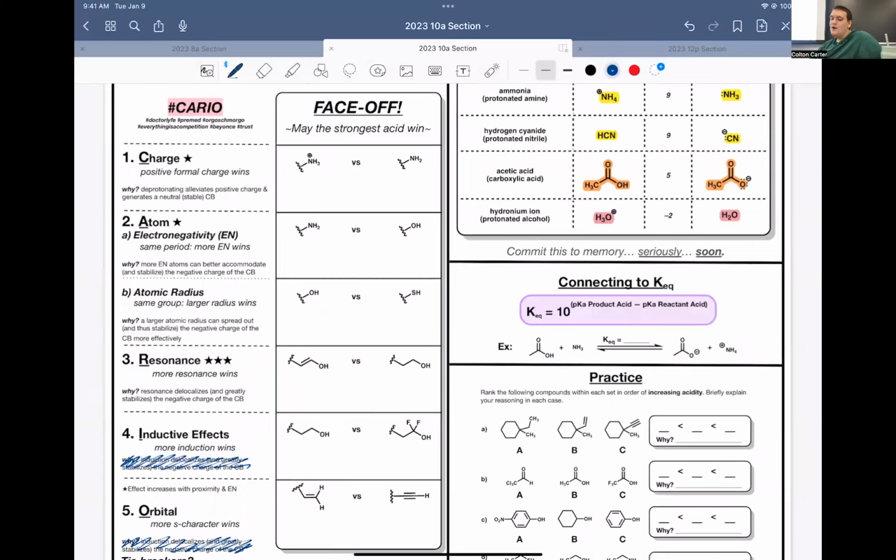There's a software called ChemDraw, and then I use Google Slides and PowerPoint to lay things out. One thing I will let y'all know, I spend as much time on this course as y'all do. Yes.